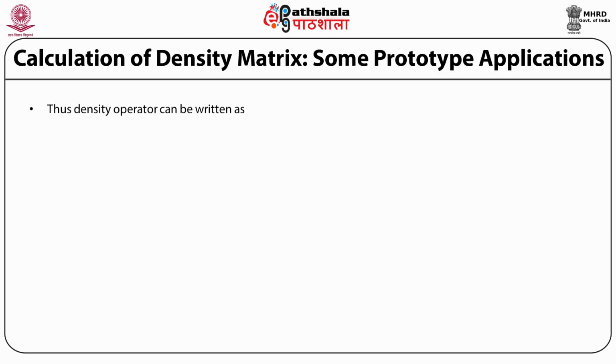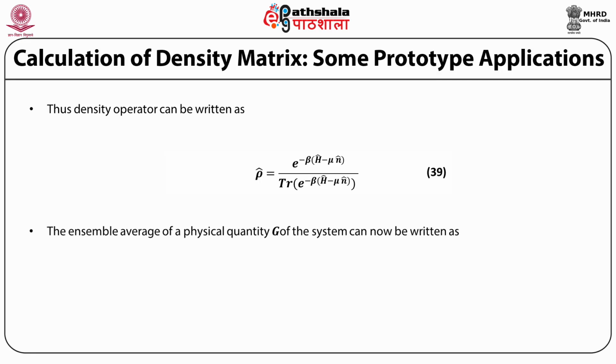Thus, the density operator can be written as ρ = e^(−β(H − μN)) divided by Tr e^(−β(H − μN)). The ensemble average of a physical quantity G of the system can now be written as ⟨G⟩ = Tr(ρG) = Tr(G e^(−β(H − μN))) divided by Tr e^(−β(H − μN)).